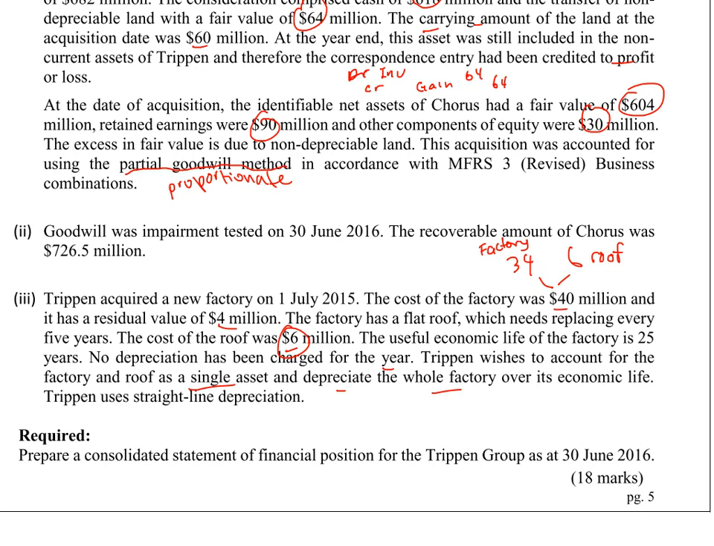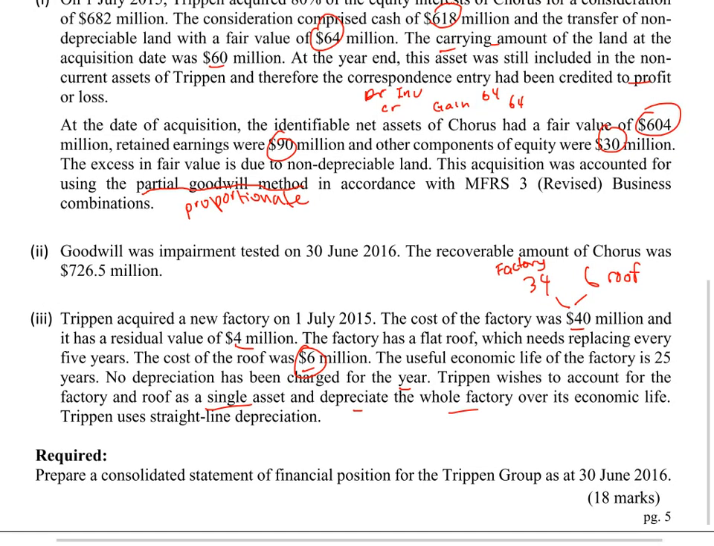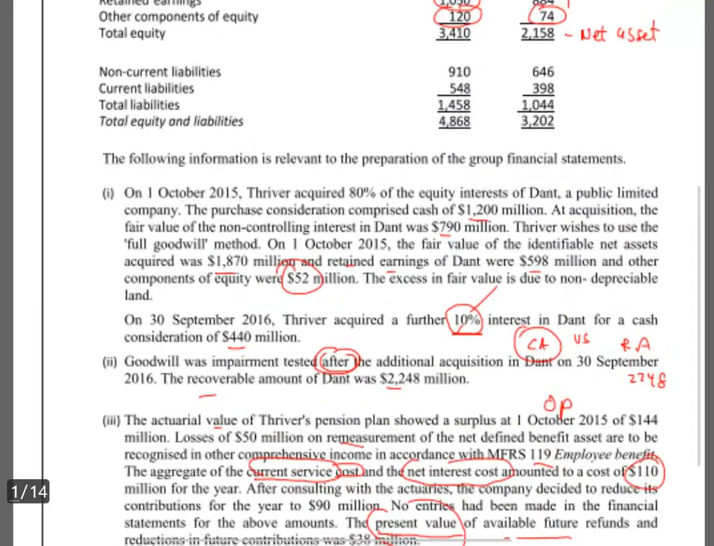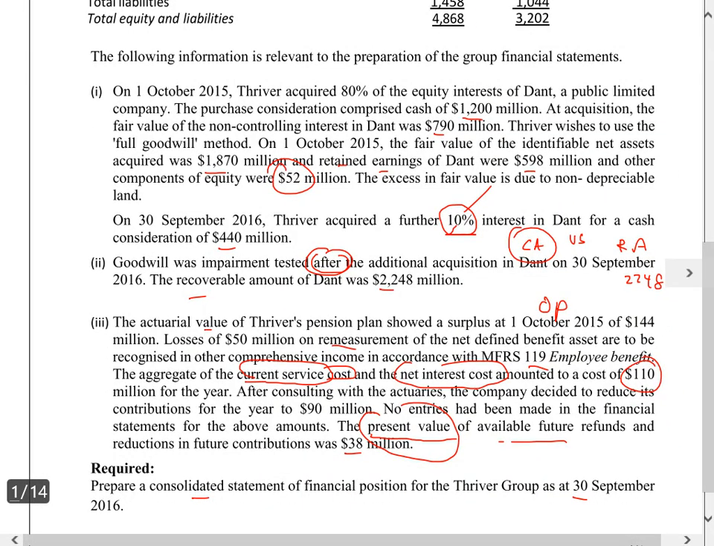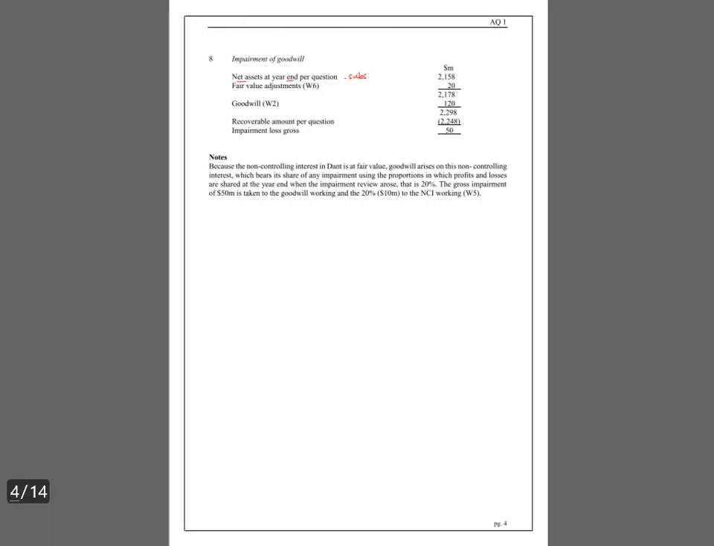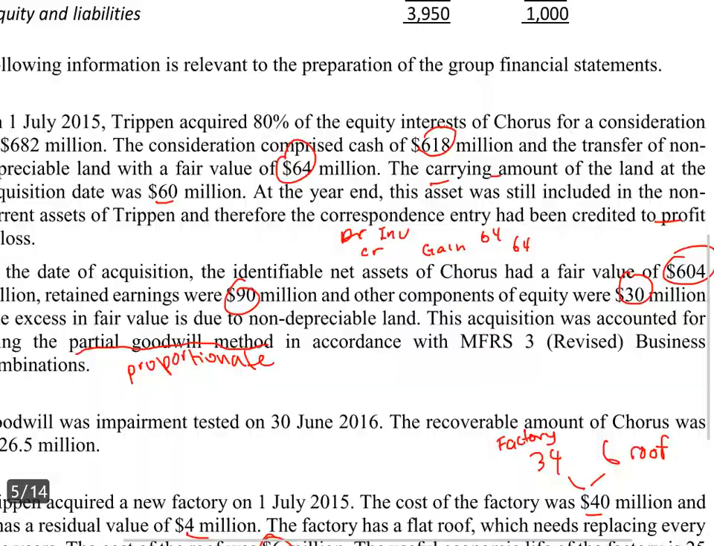The difference between question 1 and 2. Question 1 is on fair value. Goodwill belongs to both. Question 1. Okay. Question 2 is on proportionate.